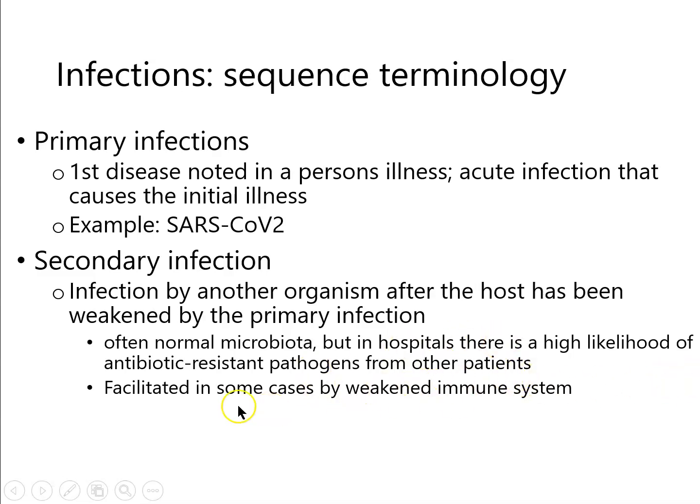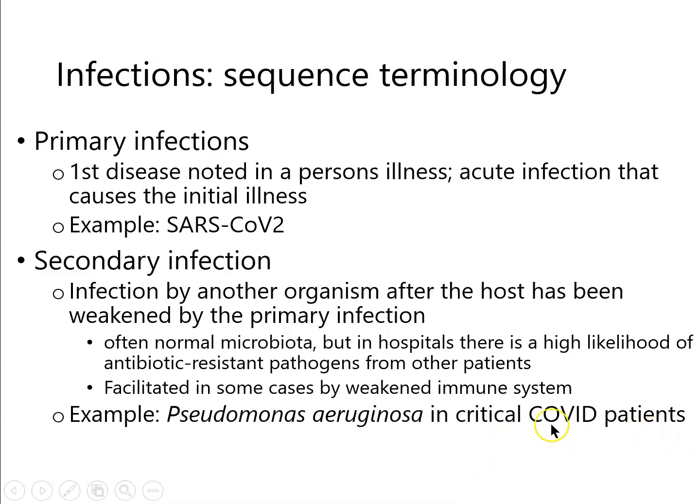And so it looks like something happens, like viruses will disrupt an immune response and clear the path for certain bacteria to grow. And so Pseudomonas aeruginosa appears along with a lot of other potential bacteria in critical COVID patients. And once that happens, their prognosis is a lot worse.